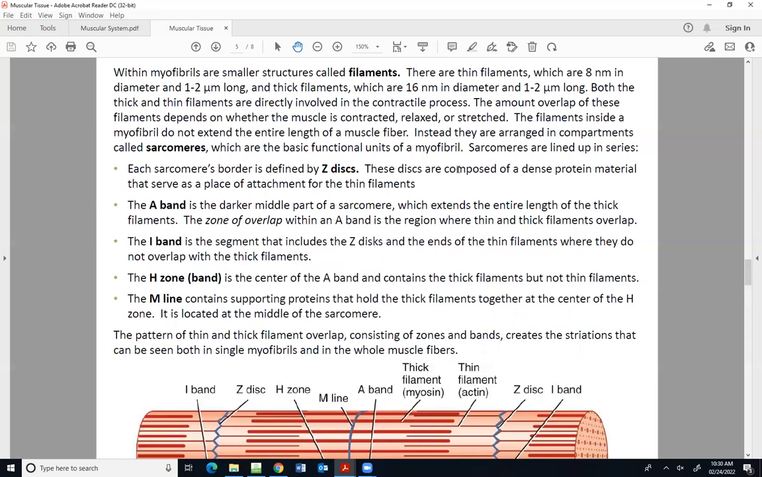The amount of overlap found between these filaments depends on whether the muscle is in a contracted, relaxed, or stretched state. We'll talk a little more and see an illustration demonstrate that in the next slide or two.